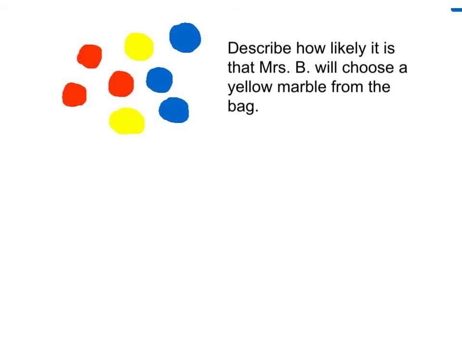Here's our first example problem. Over on the left-hand side, you'll see that we have a bag of marbles, or a set of marbles. And we'd like to find out how likely it is that Mrs. B will choose a yellow marble from the bag. So there's a few things we need to take into consideration. First, we need to count the number of marbles that there are. So there's 1, 2, 3, 4, 5, 6, 7, 8. There are 8 marbles total.